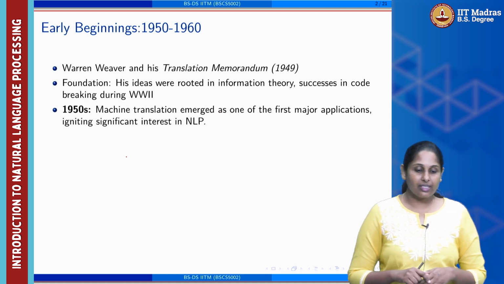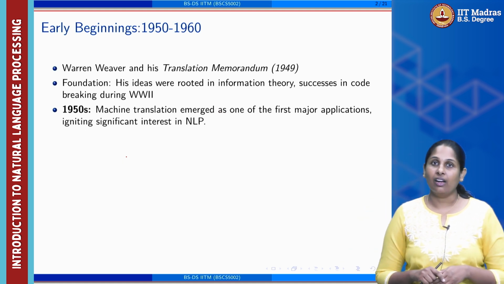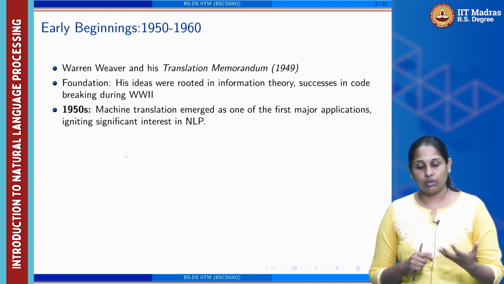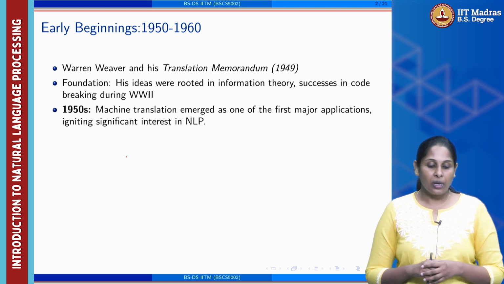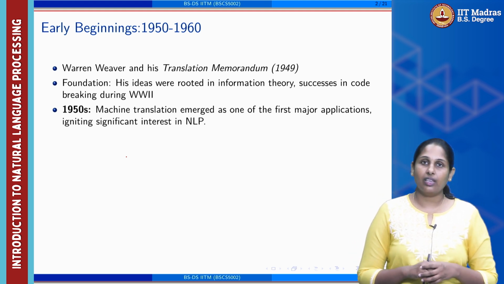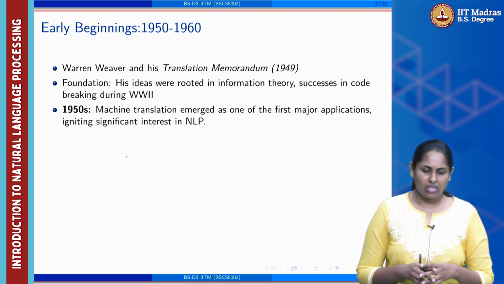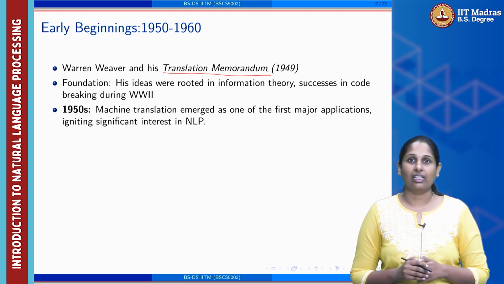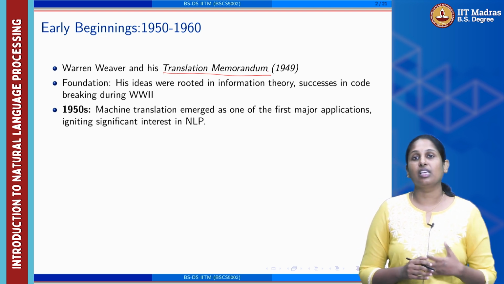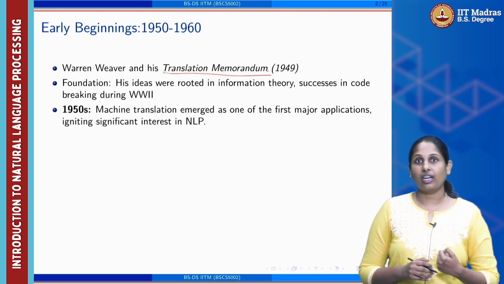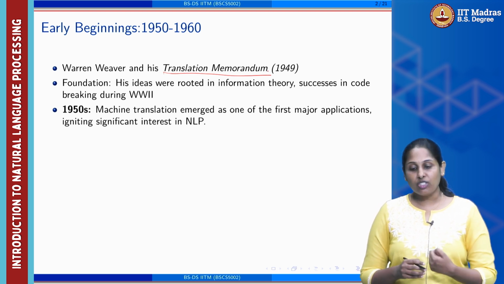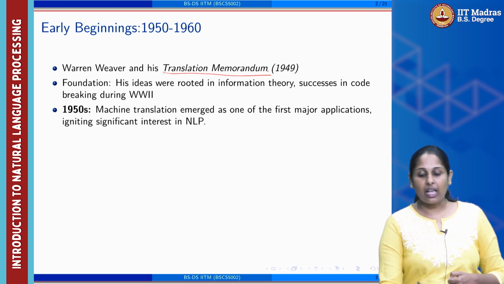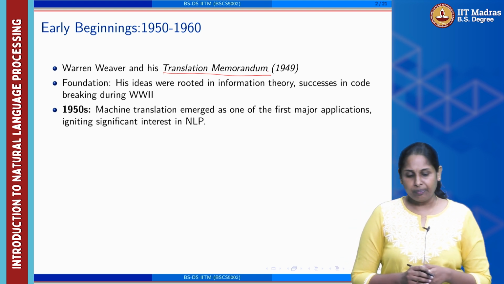Okay, let's start with the 1950s. I would say this is the era where NLP research actually started to come into the actual field of research. So, starting with Warren Weaver. He would be called the father of machine translation. In his memo called Translation Memorandum, written in 1949, he used information theory to suggest that these theories will help the machine translate from one language to another. So his ideas are rooted in information theory.